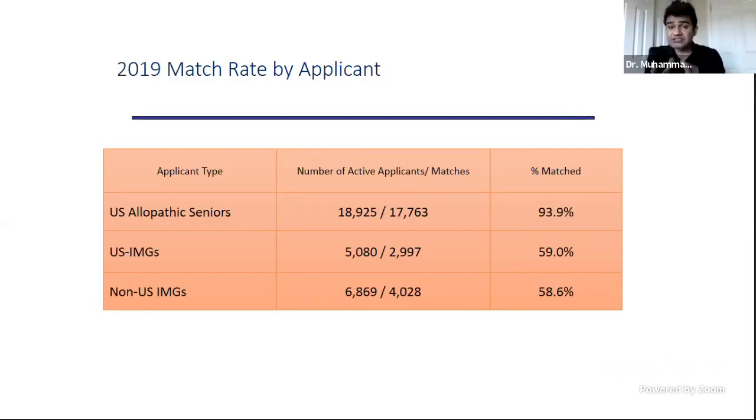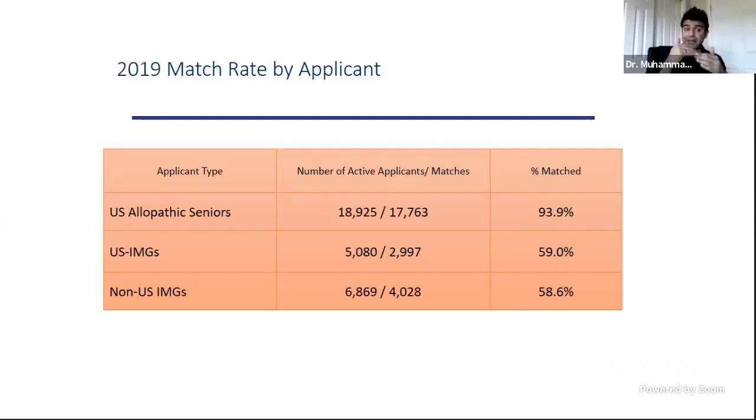17,700 matched. So that means, of the 100% population of US medical students who applied for the match in 2019, 94% almost matched. So it's a pretty big number.